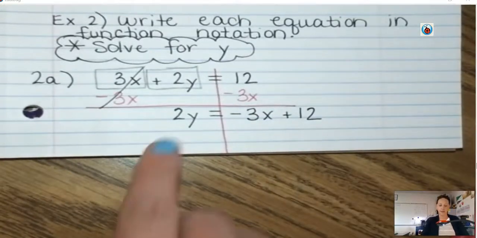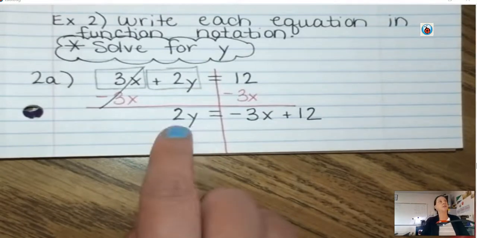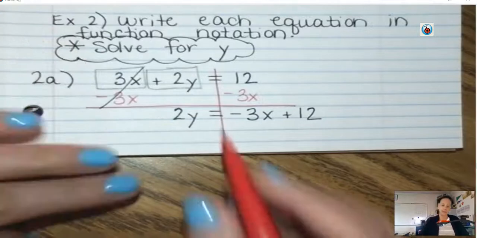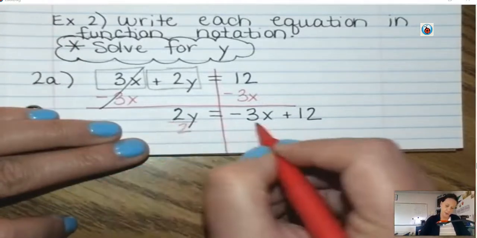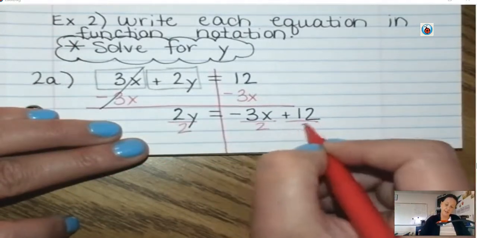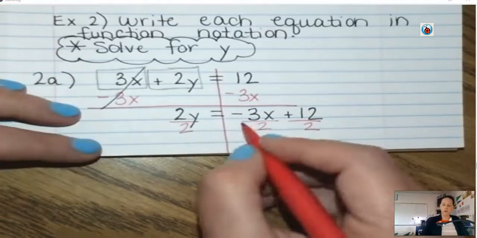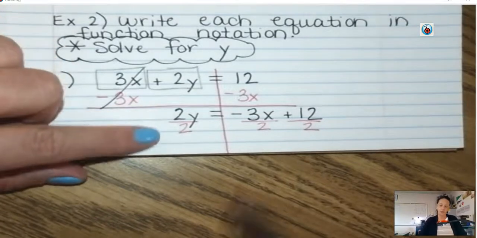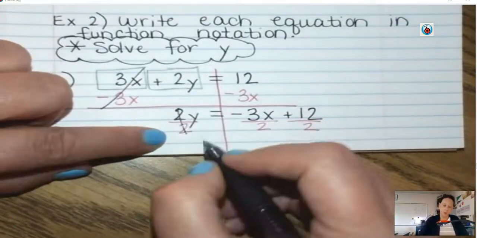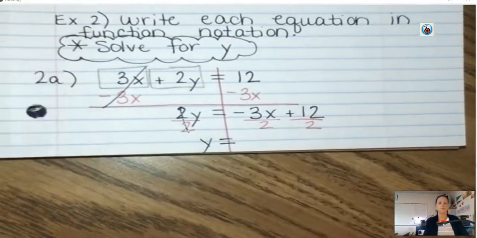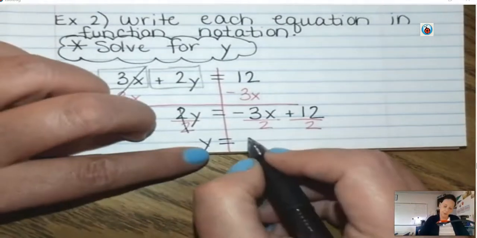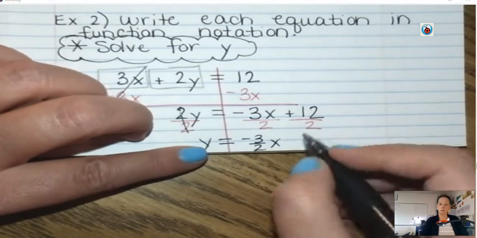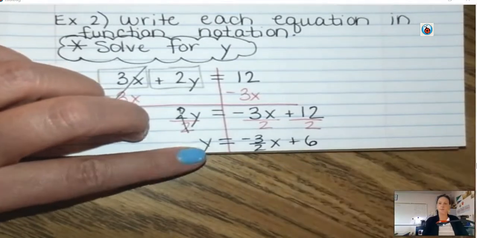Okay, look at the side that has the y. Right now it says 2y. When things are touching, it means multiply. So to get rid of multiplying by 2, we divide by 2. That means we divide everything by 2. Or you can draw one big fraction bar. 2 divided by 2 is just 1. So I have 1y. Negative 3 over 2 is just negative 3 over 2 x. 12 over 2 is just positive 6.